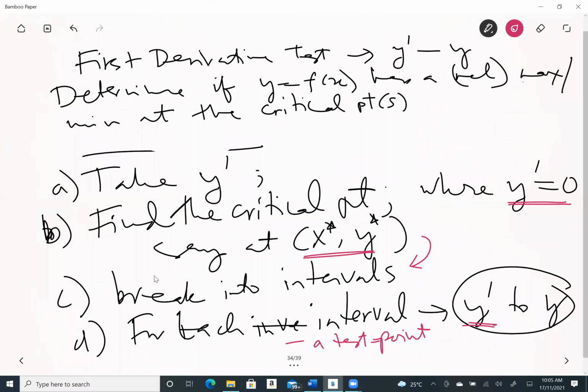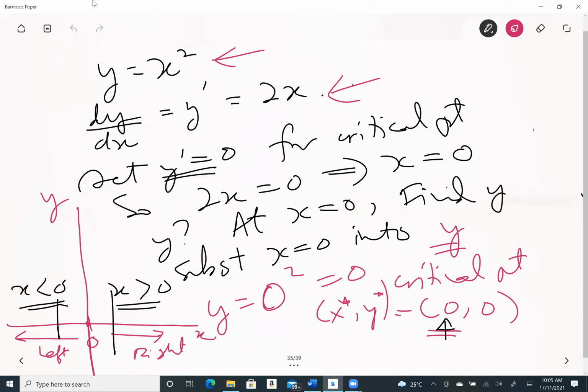Okay, we just use a test point to check the y prime and what is the value of y prime. Then we conclude whether the function is increasing or decreasing. Okay, so we just take a test. But that is what we already did. So if we continue from here, we did this example.